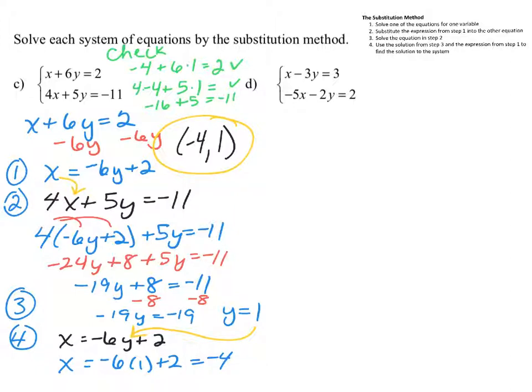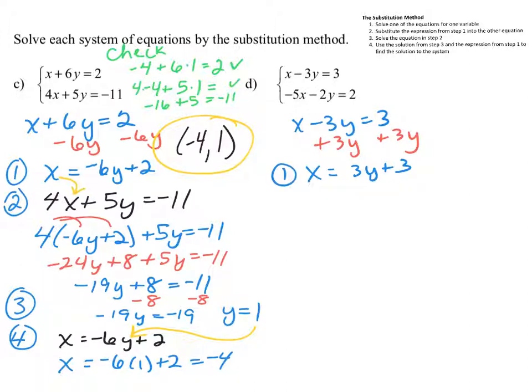Let's go on to example D. First step is to solve one of the equations for one variable. We'll begin by taking the first equation, x minus 3y equals 3. We can solve this equation for x by adding 3y to both sides of the equation. When you do that, you get x is equal to 3y plus 3. So that's our step number 1, is to solve one equation for one of the variables.